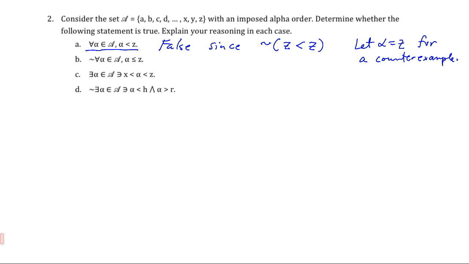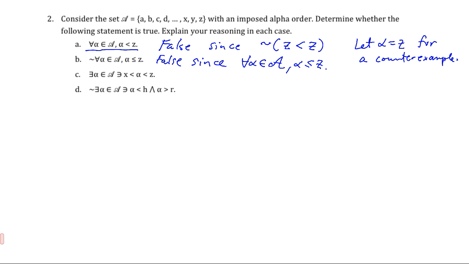Okay. The next one is, it's not the case that for all letters of the alphabet, alpha is less than or equal to Z. Well, it is the case that for all letters of the alphabet, alpha is less than or equal to Z. So this is a false statement, since for all alpha in the alphabet, alpha is less than or equal to Z.